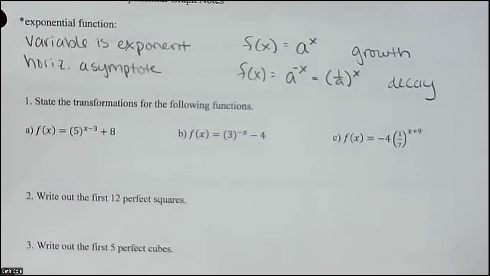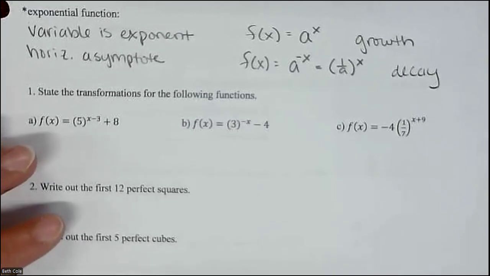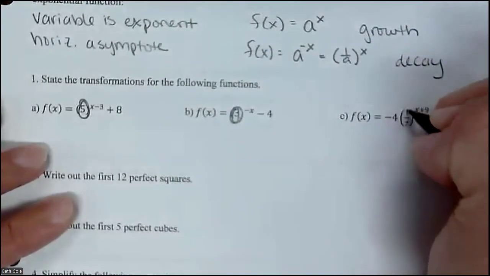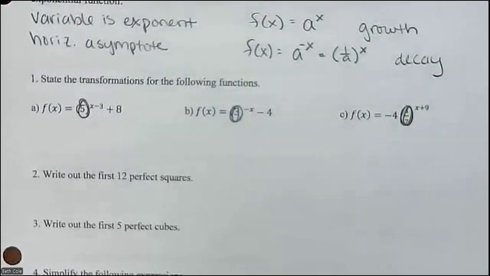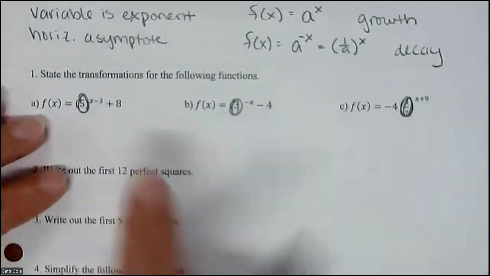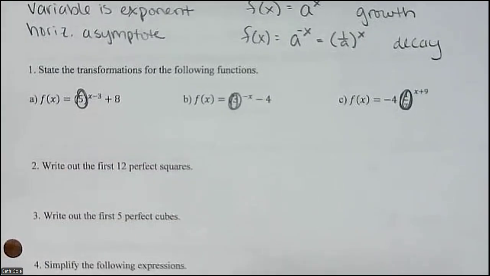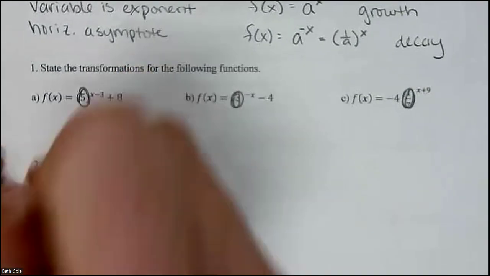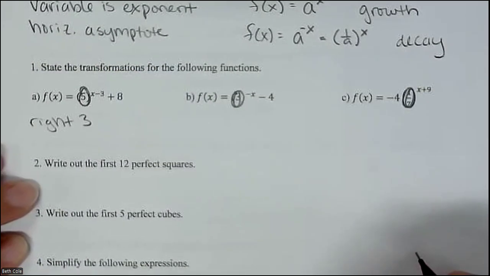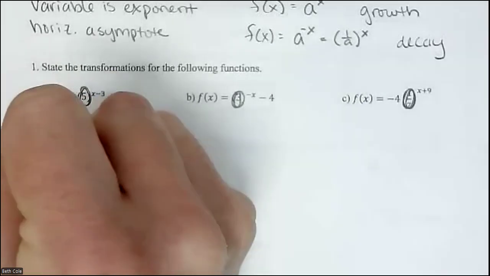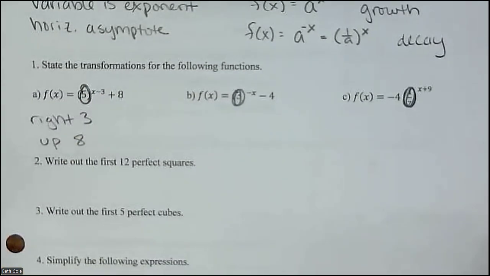So we're going to state the transformations. This is like up, down, left, right, stretch, shrink. The base number does not cause a transformation. It's just there. So the 5, the 3, the 1/7, those don't do anything. They're just the base number. So for letter A, there's 2 things. What are they? How did it shift? Right 3, good. Left and right is kind of backwards. And then up 8, good. Again, this should go pretty quick if we're all paying attention.